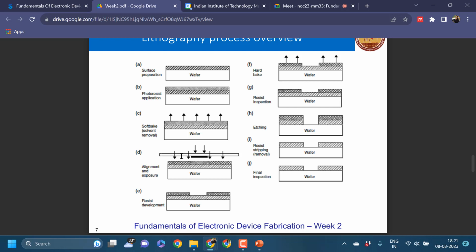Then comes what is known as photoresist, right? There are two types of photoresist: one is positive and one is negative. So what is the difference between a positive and negative photoresist?